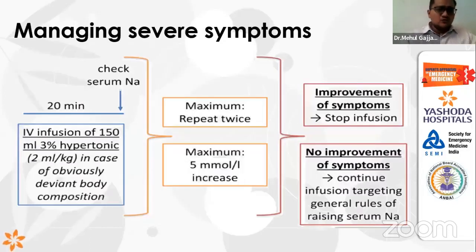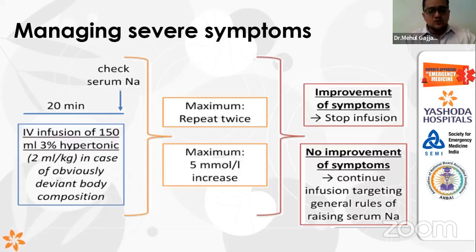Now coming to managing severe symptoms. Whenever there are impending severe symptoms like coma, deceleration, GCS deteriorating, respiration deteriorating, in this kind of condition, always recheck the sodium level and give a bolus of 3% saline. The bolus dose is 150 ml or roughly around 2 ml per kg. You can repeat the bolus twice or up to the improvement of the symptoms.